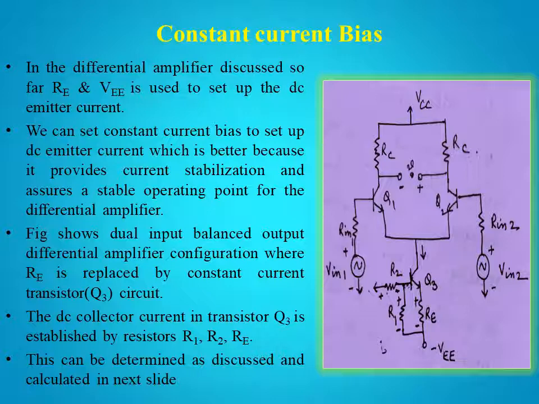Why are we looking at the DC collector current? Because the collector current of Q3 is fed into the differential amplifier circuit, so that collector current is important to us. How we will calculate this DC collector current of Q3 will be discussed in the next slide.